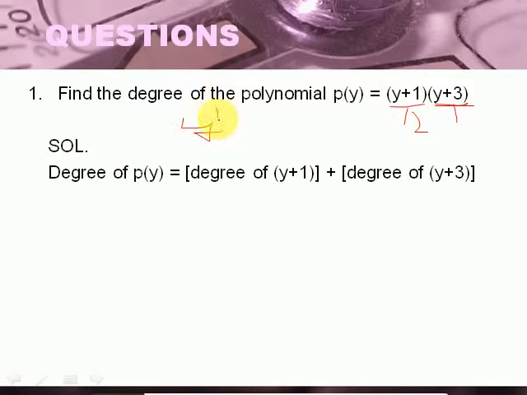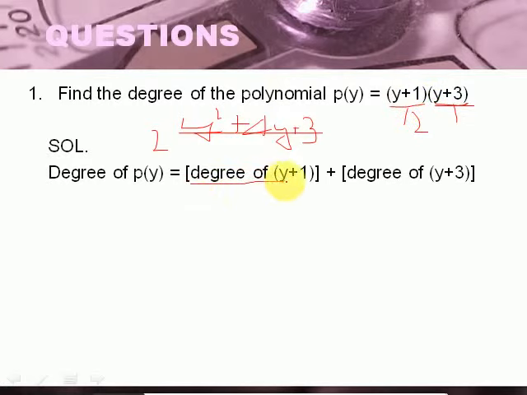What did we get? y square plus 4y plus 3, isn't it? Correct. So here we got the degree as 2. So we can find the degree of y square plus 4y plus 3 without even expanding it. Without multiplying these both, we can get its degree, just by finding the degree of the individual polynomials.